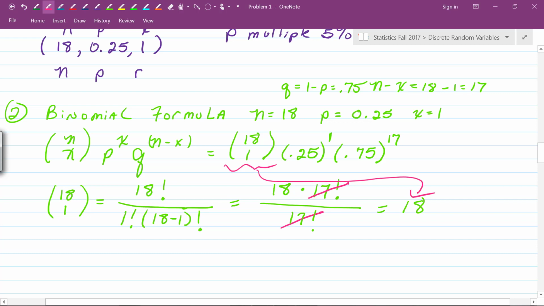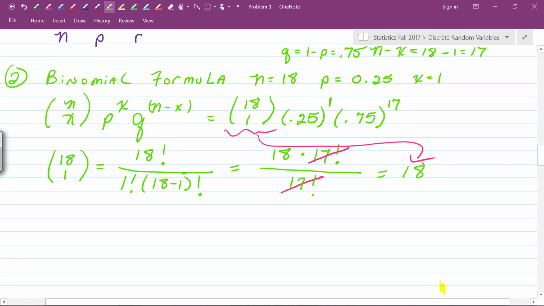So the first part of our formula right here is simply the number 18. So let's rewrite our formula with the information that we know, and let's do some math. All right, so now we have 18 times, what is 0.25 raised to the first power? The probability of success is 0.25 raised to the first power, and the number of successes is just 1, so that's going to just be 0.25, right? So this is going to be times 0.25.